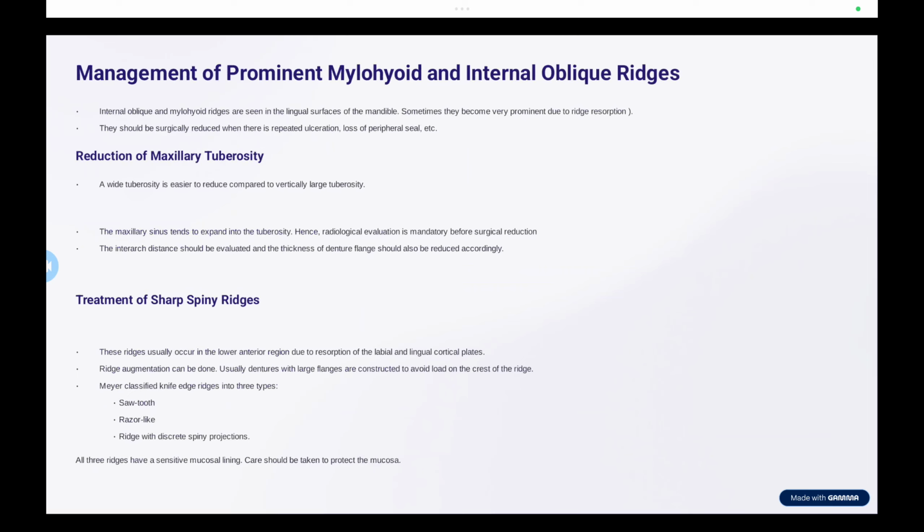Now, Mayer classified knife edge ridges into three types: sawtooth, razor like ridge with discrete spiny projection. So, the knife ridge is a very sharp type of ridge which gives a fine, sharp, thin, spiky look. So, it is identified as a knife edge. All three we can examine by palpating the area of the ridge. All three ridges have a sensitive mucosal lining. Care should be taken to protect the mucosa.